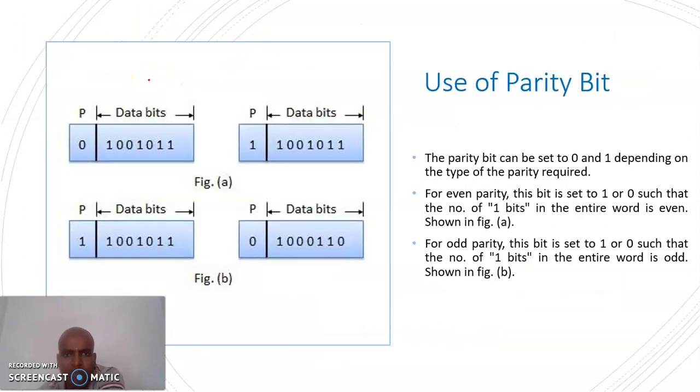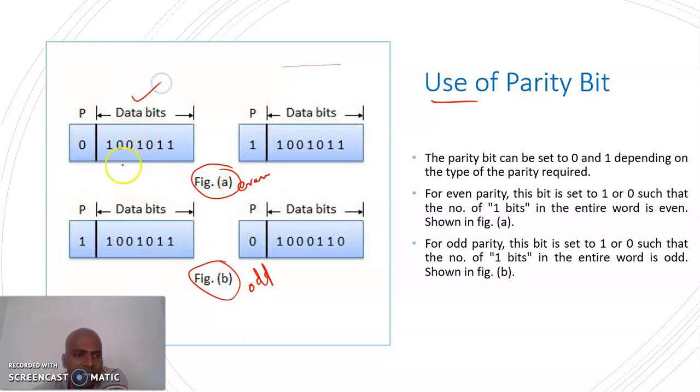Now, the use of parity bits. The first figure, A, is an example of even parity and figure B is an example of odd parity. This is even, this is odd. Here these are the data bits. In these data bits, let's count: 1, 1, 1, 1. So there are 4 ones, and 4 is even, so the condition is satisfied. Here we represent the parity bit as 0.